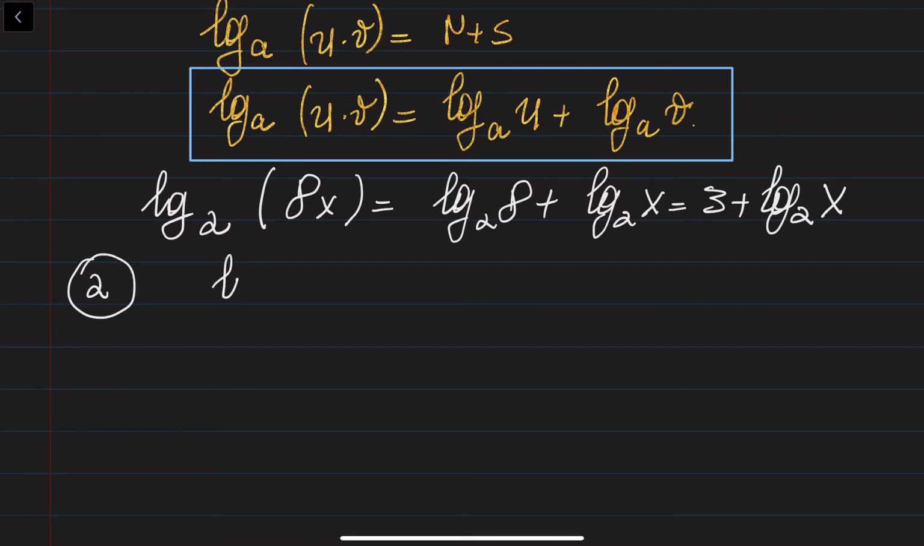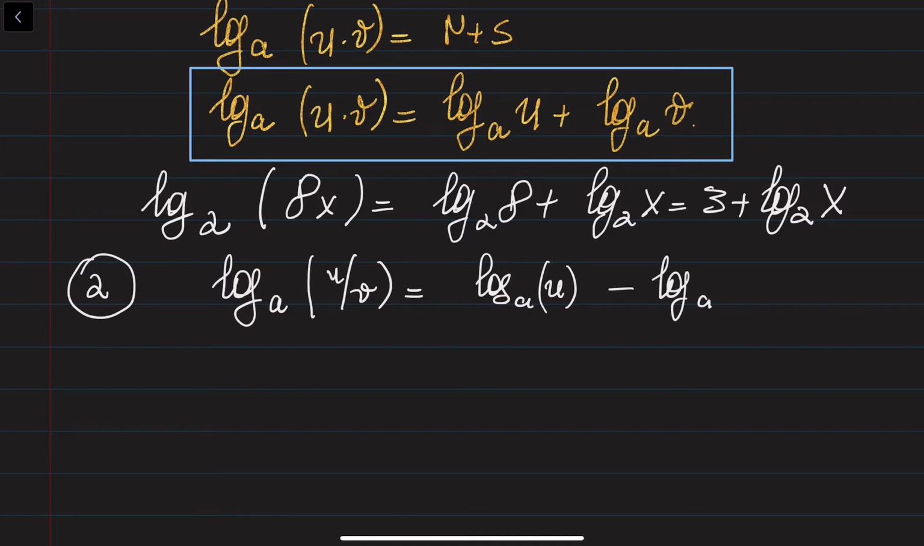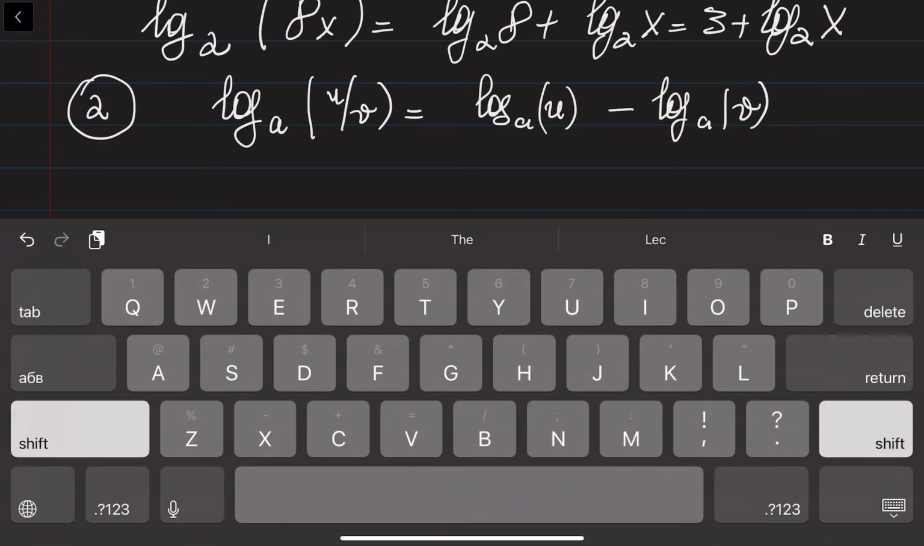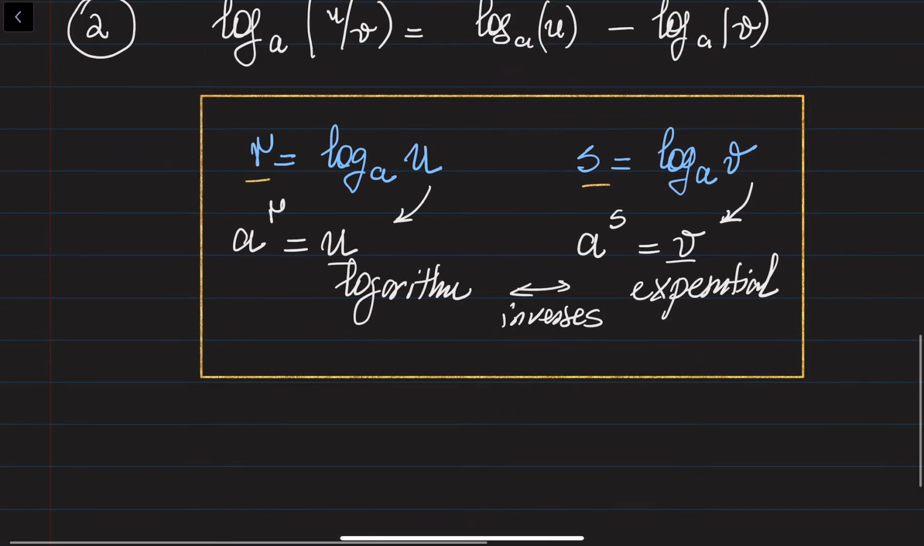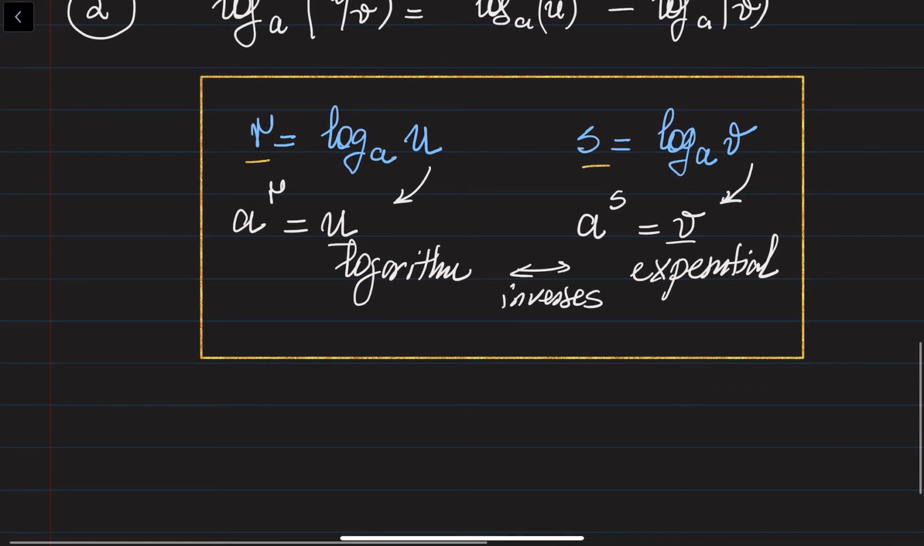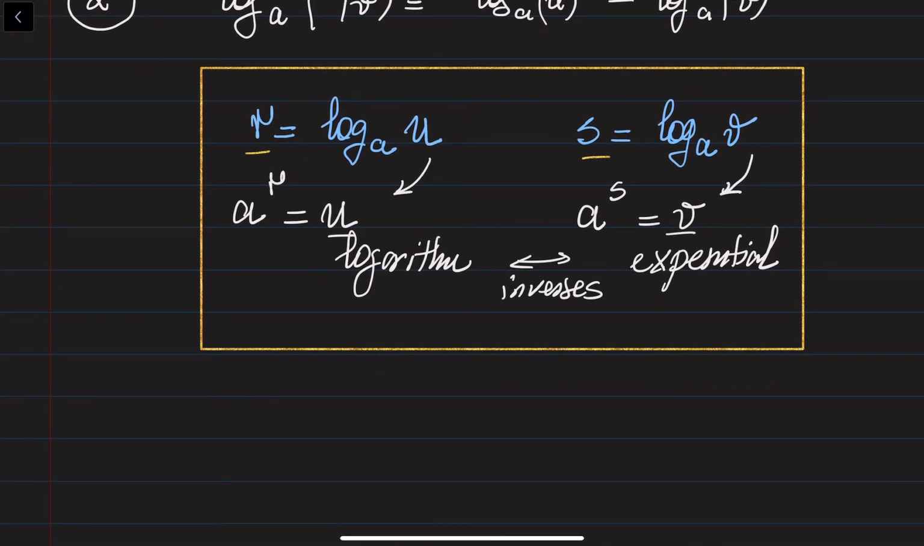The second property was the logarithm of base a of u divided by v is equal to the logarithm of base a of u minus the logarithm of base a of v, right? And if you remember, we have defined those functions of u and v using the exponential functions, right? Like this. So what I would like to do is, first of all, find u divided by v.